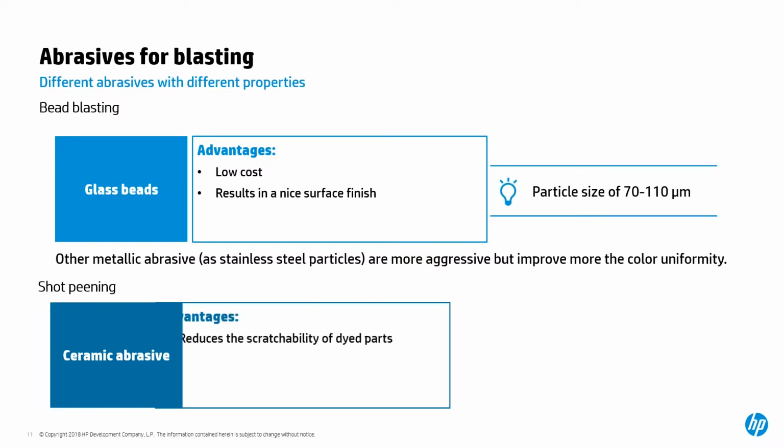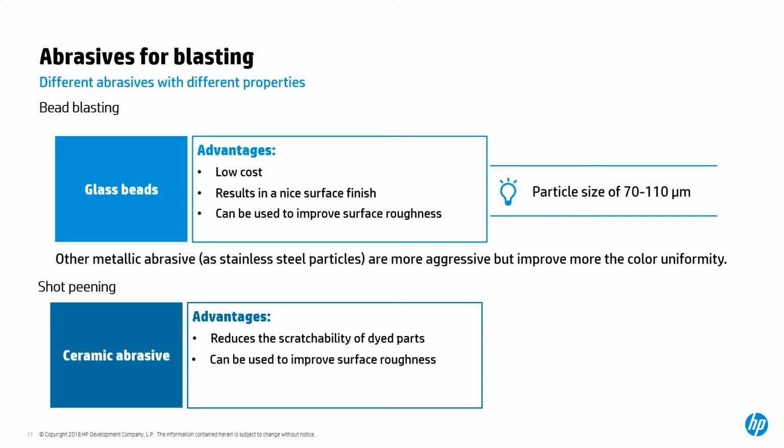Then, on the other hand, the shot peening could also apply after dyeing the parts in a bead blasting cabinet, because this process is reducing the scratchability of these dyed parts. In this case, the material used is a ceramic or plastic abrasive, and the particle size is bigger than in the case of the glass beads.